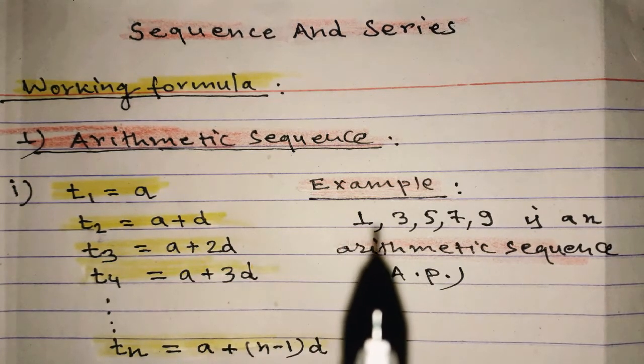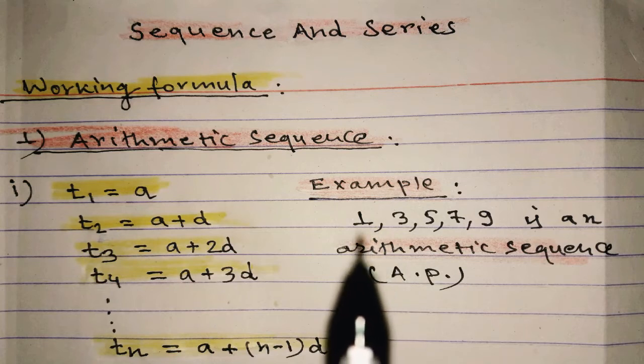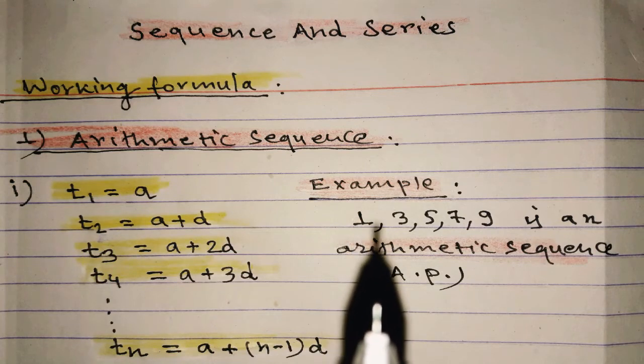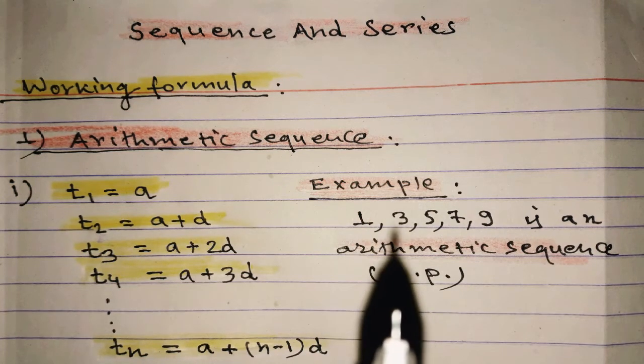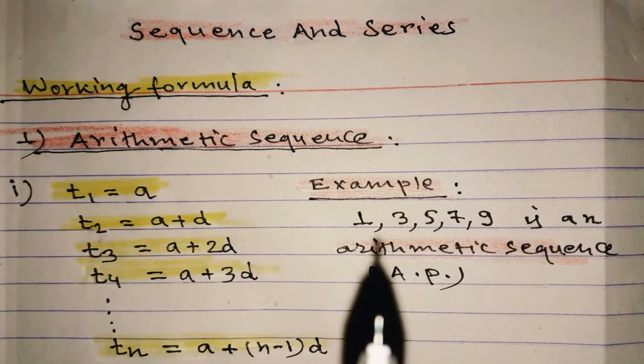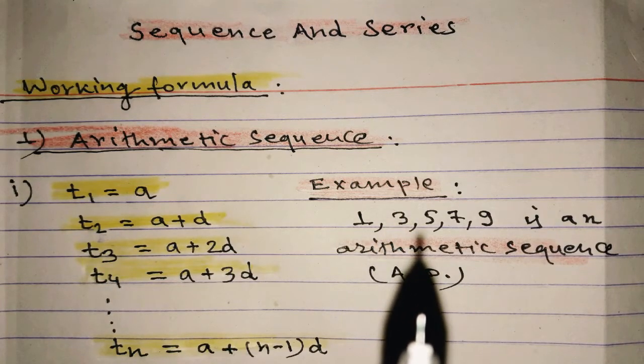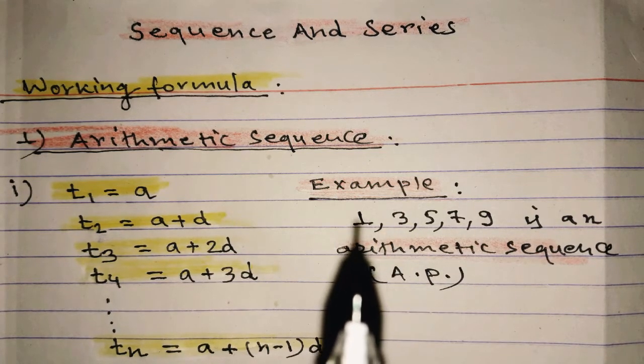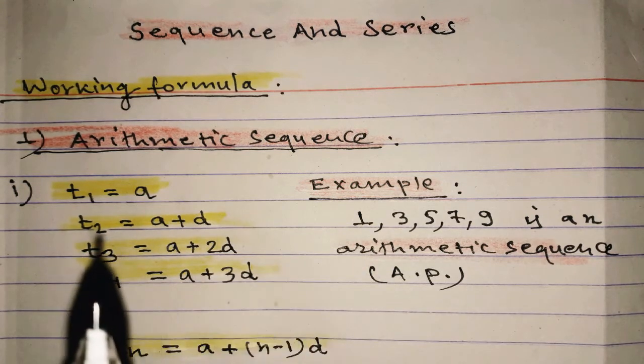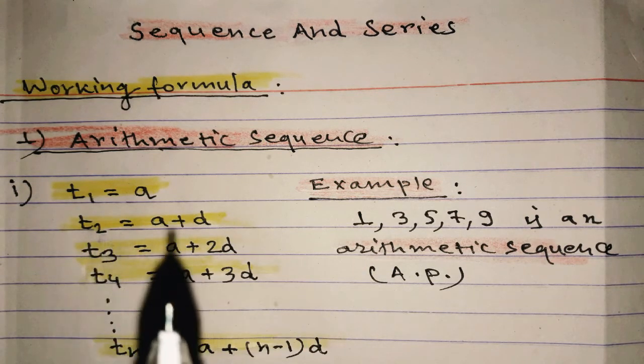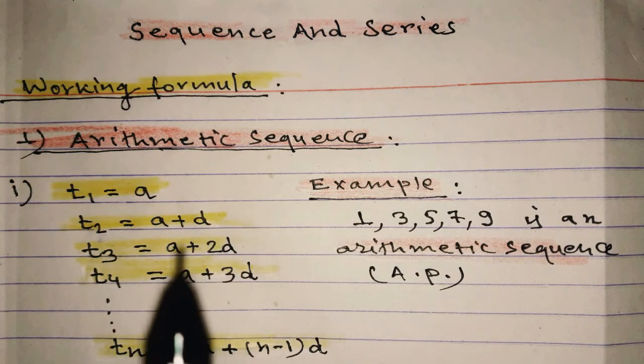3 minus 1 is 2, and 2 is the common difference. Now if the common difference is added to the first term, then 1 plus 2 is equal to 3, that means we get the second term. So the second term of an arithmetic sequence is obtained by adding the common difference to the first term. Therefore, the second term is A plus D, that means first term plus common difference.